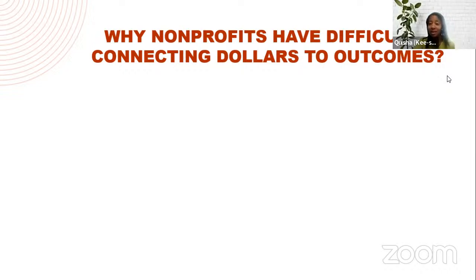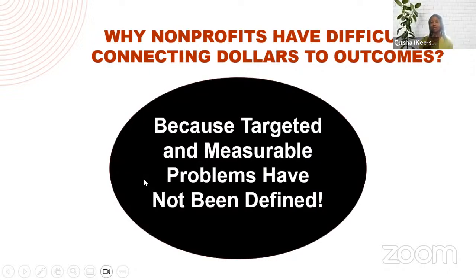The number one reason why many nonprofits struggle to connect their dollars to their outcomes is that they have not identified targeted and measurable problems. What do I mean by that? Well, targeted means you know exactly what problems you're trying to impact, and you determine that by talking to the community, giving needs assessments, or however you gather that information. It's very important to target the problems that you're trying to address through your programming.